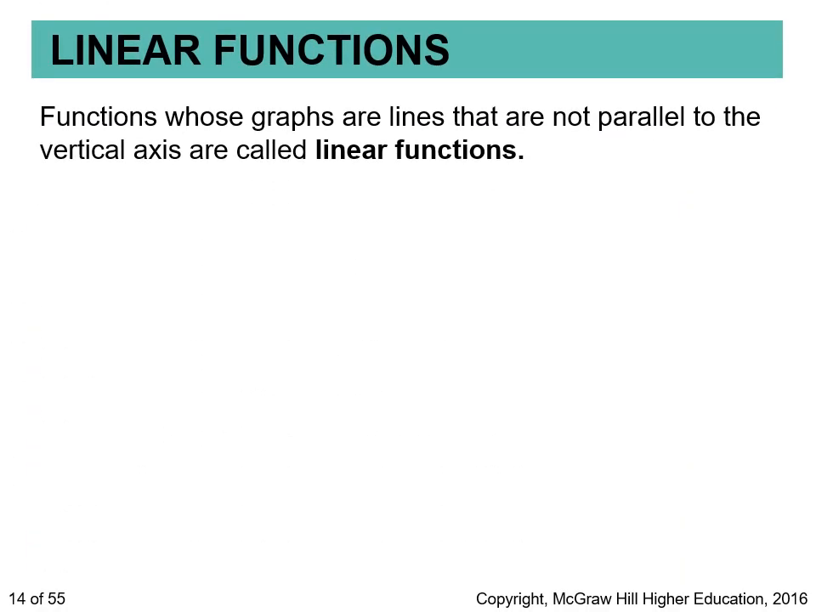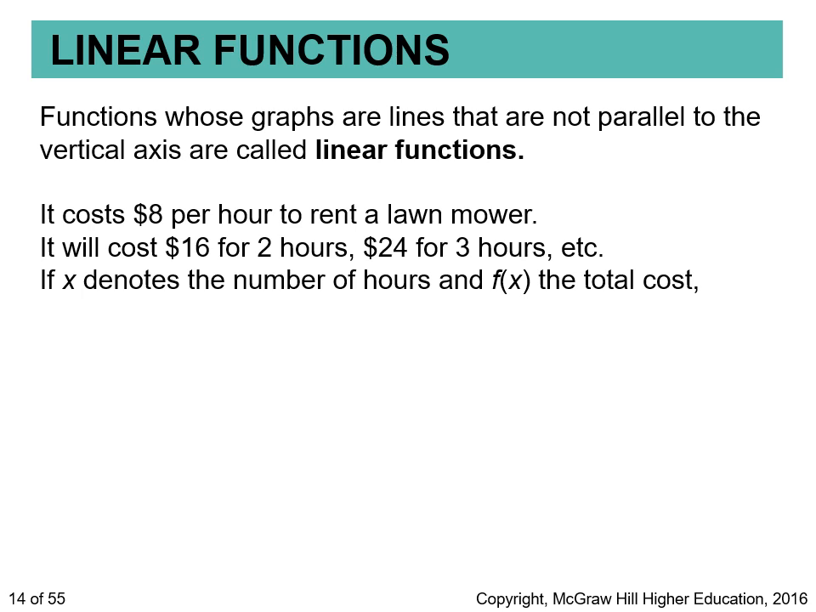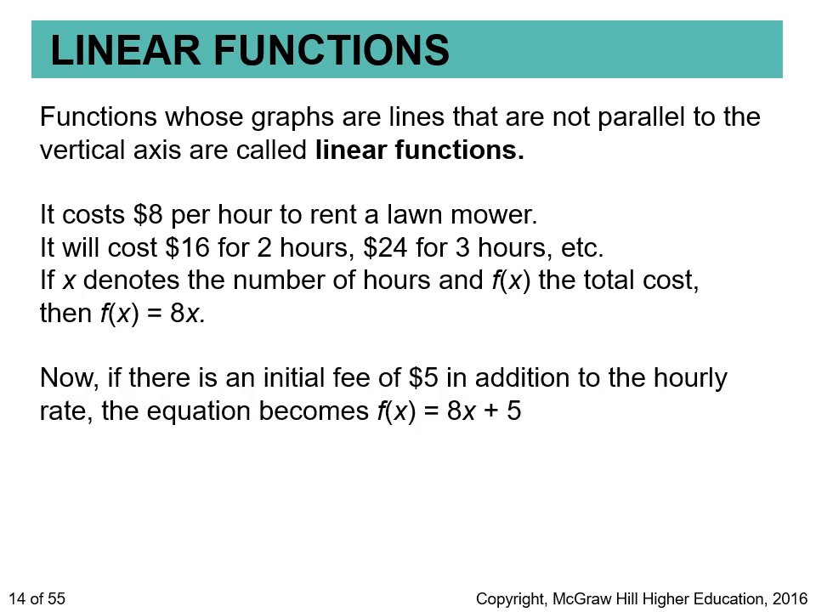Okay, we spend a lot of time in math talking about linear functions, so those make straight line graphs. Let's say it costs $8 to rent a lawnmower. It will cost you $16 for 2 hours, $24 for 3, $80 for 10, so it's the same rate the whole time per hour. If x denotes the number of hours and f of x the total cost, then renting a lawnmower can be written as f of x equals 8x. Now, if there is an initial fee of $5 in addition to that, the equation becomes 8x plus 5.